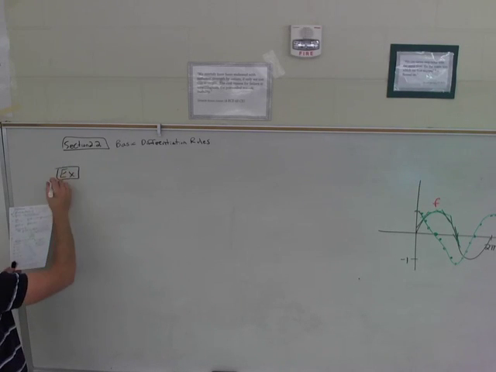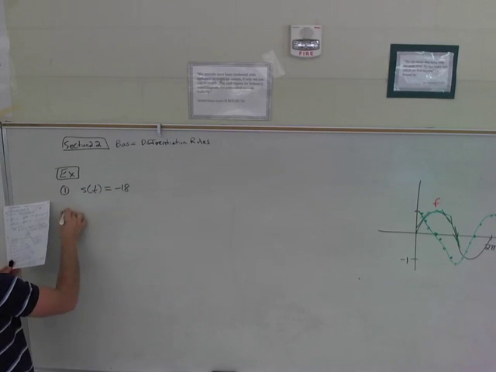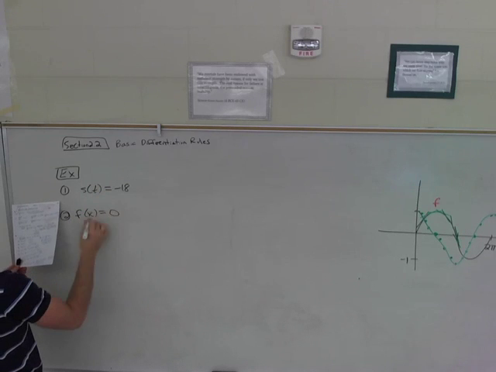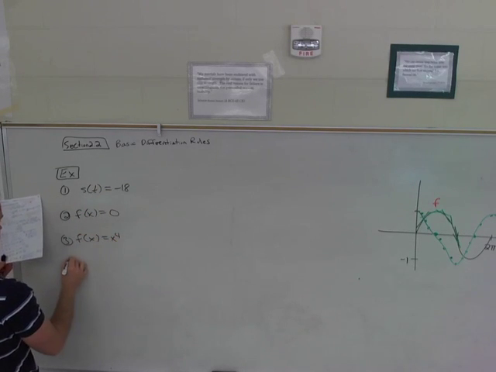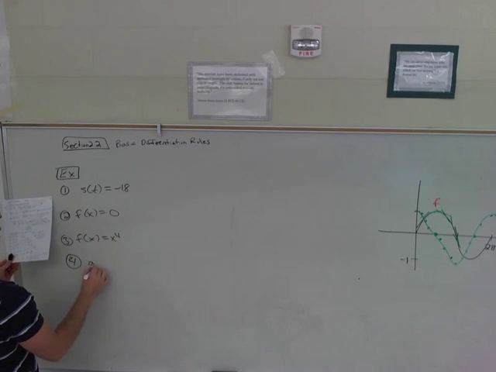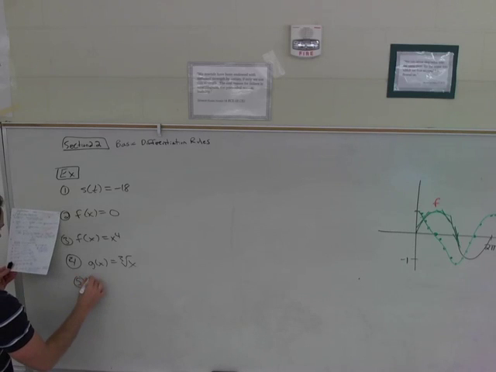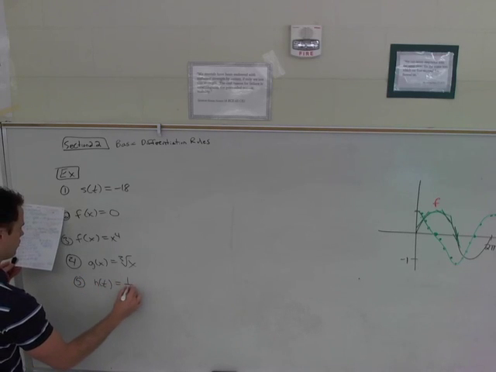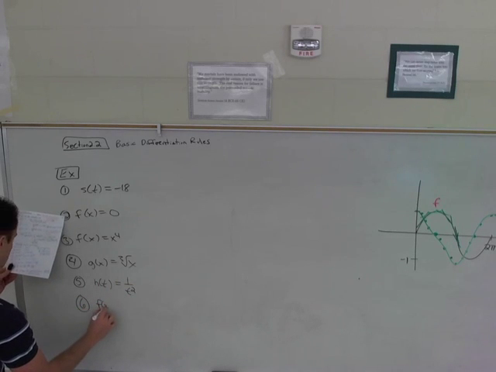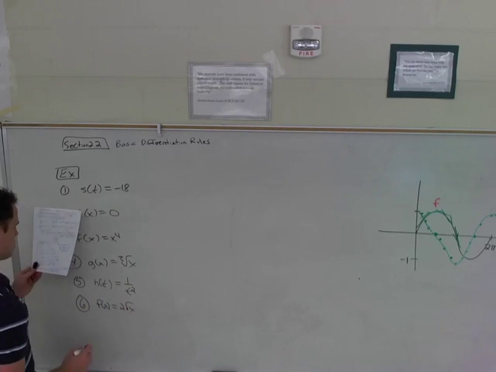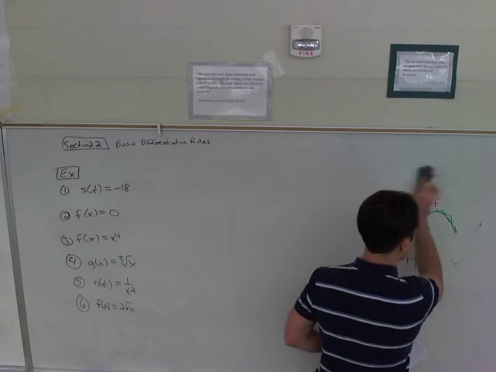So let's do some examples. That's all we're going to get to today, so I'm going to try to do these real quick. Let's say s of t is negative 18. f of x equals 0. f of x equals x to the 4th. g of x, let's do the cube root. Let's do 1 divided by t squared. And maybe just one bigger one.